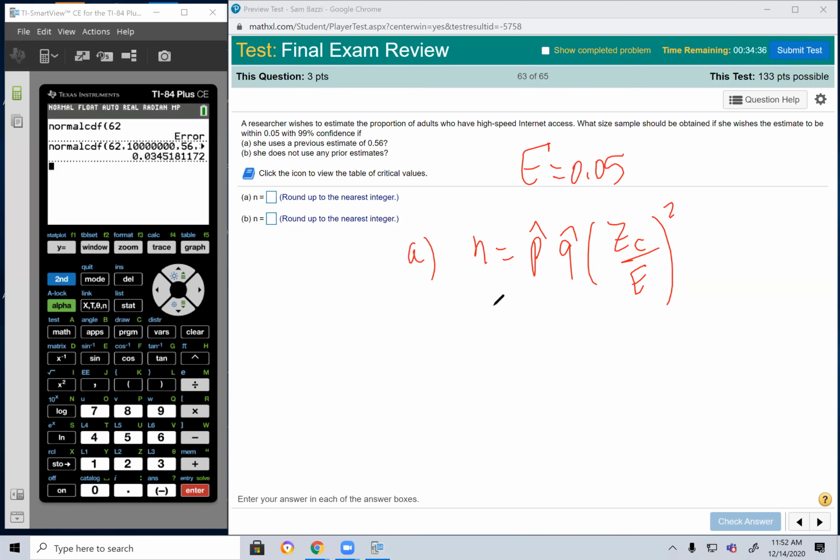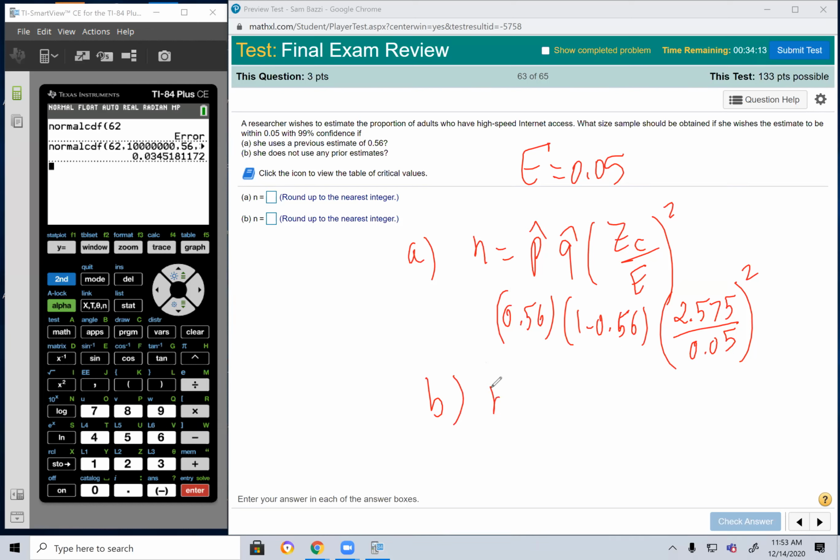So for A, it will be this: p hat is 0.56, q hat will be 1 minus 0.56. Z_c for 99%, guys, we did it earlier, it's 2.575, divided by 0.05 squared. And make sure to round up your answer. For B, no preliminary estimate, so you use n equals 0.5 times 0.5 times 2.575 divided by 0.05 squared. And again, you must round your answer up. So if you get something like 200.05, you make it 201.